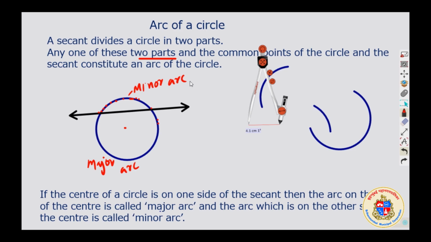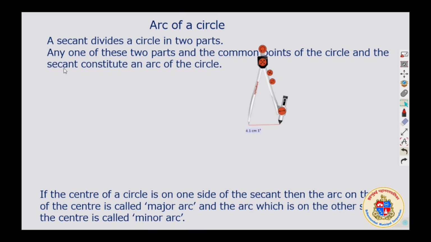This is something interesting and should know. Major arc is there, minor arc is there. Major arc is on that side of the secant where center is there. The other side is minor arc. This is about concept of arc. You should be very clear. Definition you will be learning as such because definitions are scientific. Any one of these, a secant divides a circle in 2 parts. Any one of these 2 parts and the common points of circle and the secant constitute an arc of the circle. Let us go ahead.